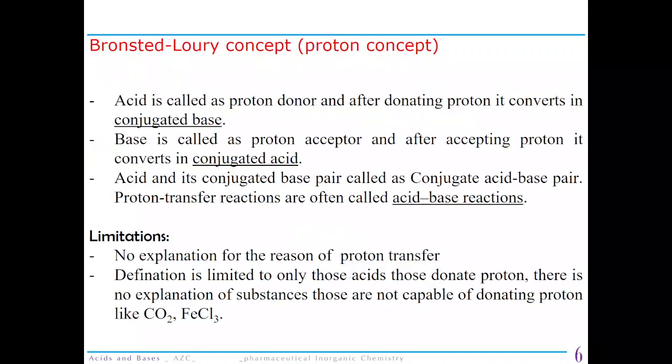Acid is called a proton donor, and after donating a proton it converts to its conjugate base. Base is called a proton acceptor, and after accepting a proton it converts to its conjugate acid. An acid and its conjugate base are called a conjugate acid-base pair. Proton transfer reactions are often called acid-base reactions.